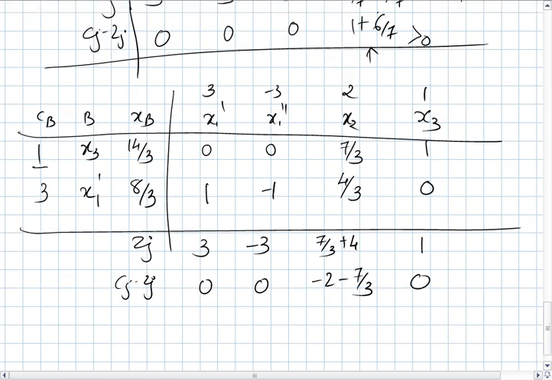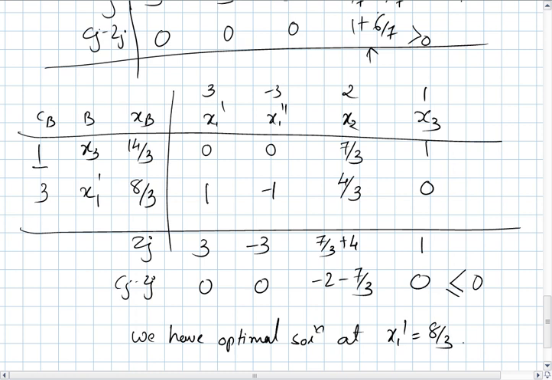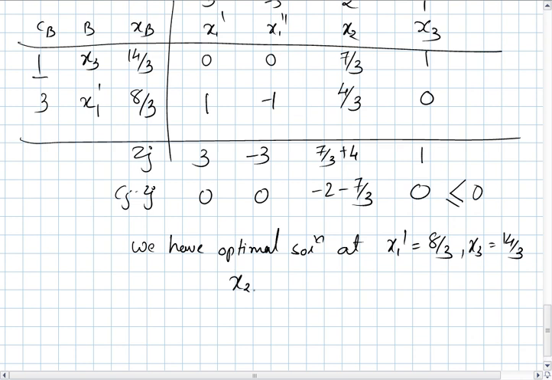So we are having a solution where all Cj minus Zj's are less than or equal to 0. So this solution is an optimal solution. Okay, so we are having the optimal solution at x1 dash is equal to 8 by 3 and x3 is equal to 14 by 3. So of course these are there, so the other variables are 0. So x2 is 0 and x1 double dash is 0. So for that you are getting the optimal solution.